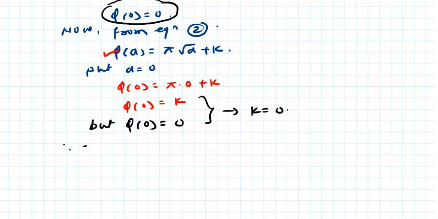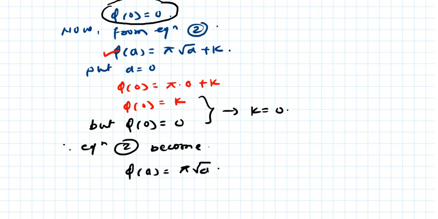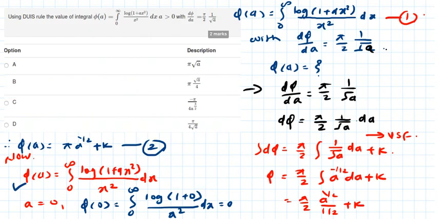Therefore, our equation 2 becomes, what? It will be phi of a is what? Pi root a plus 0. This is equal to pi into root a. So this should be our final answer. So if you will observe, option number A is the right answer.